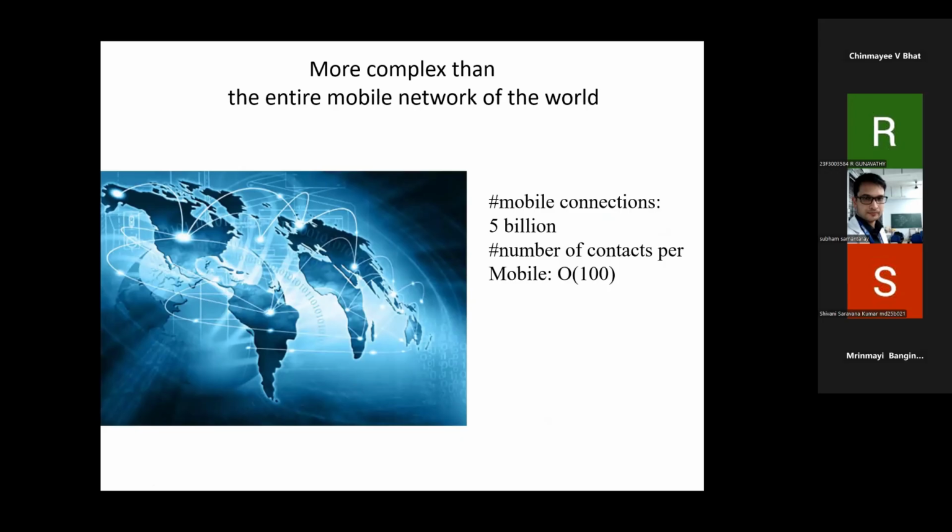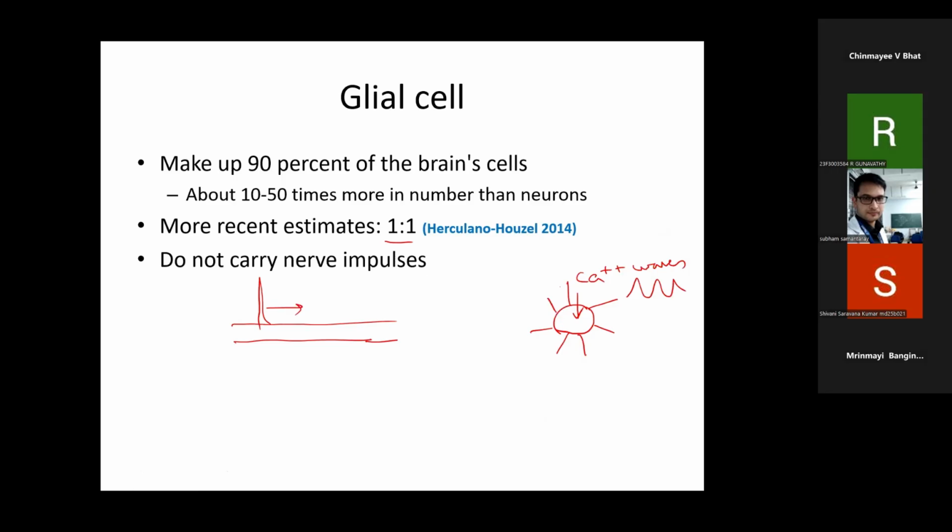So you're looking at a very large, complex, and highly variable, or labile, network. That's what the brain is. And even if you compare this with the entire mobile network of the world, where you have about 5 billion mobile connections right now, and let's say 100 contacts per mobile, that is still a much smaller network than the brain's network. So that's what is so special about the brain. That's why the brain is so powerful.